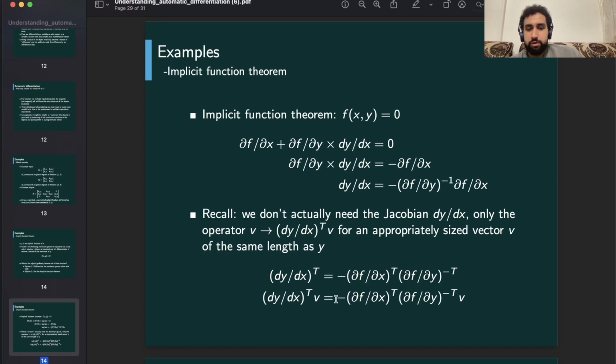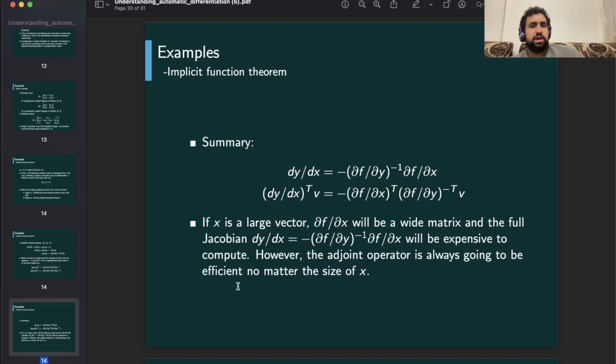And this again is a shortcut. It's a nice way to propagate derivatives backwards way more efficiently than trying to differentiate the nonlinear system solver that you are using in the forward pass to evaluate y to begin with. And so the summary here is that first, you don't need to differentiate the nonlinear solver. Second, you don't need the full Jacobian. All you need is this operator here.